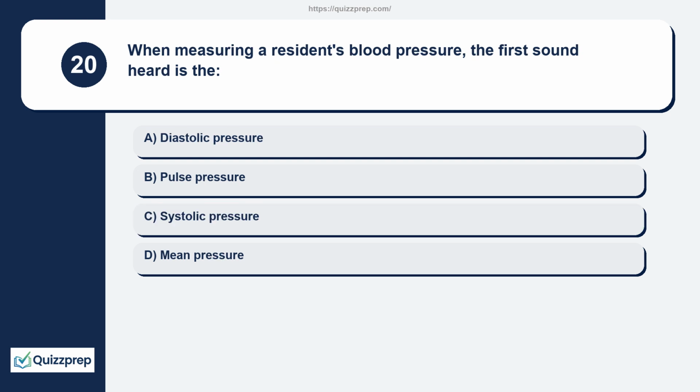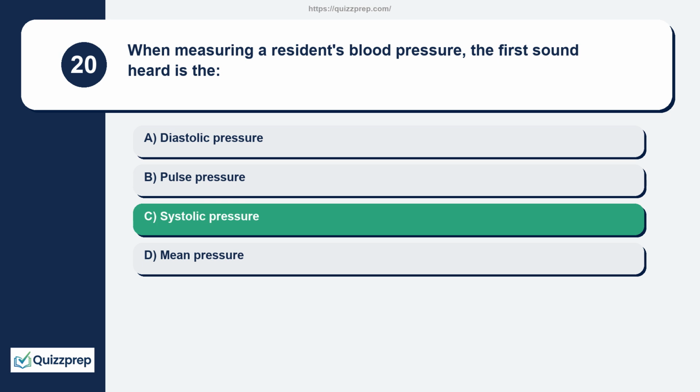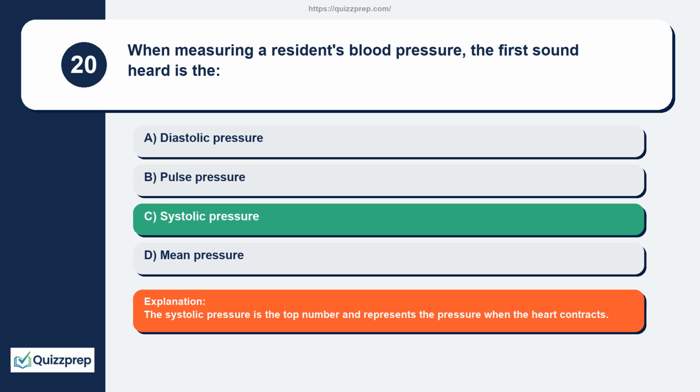Question 20. When measuring a resident's blood pressure, the first sound heard is the diastolic pressure, pulse pressure, systolic pressure, mean pressure. The systolic pressure is the top number and represents the pressure when the heart contracts.